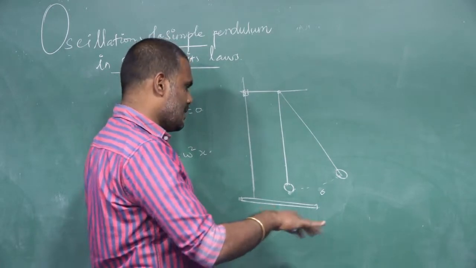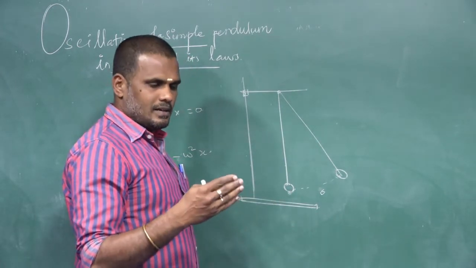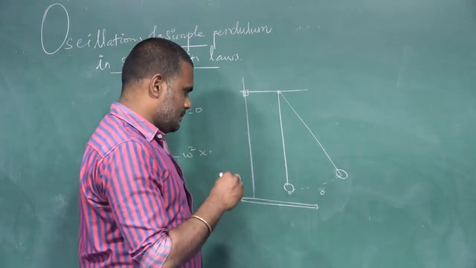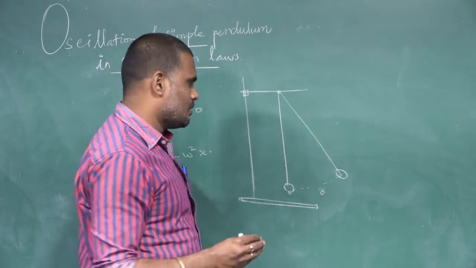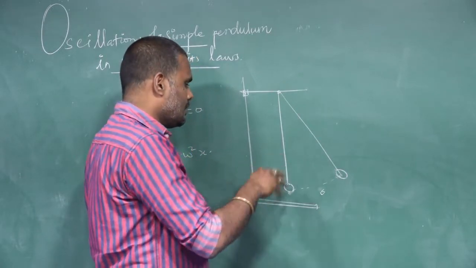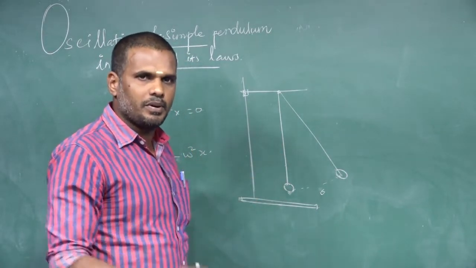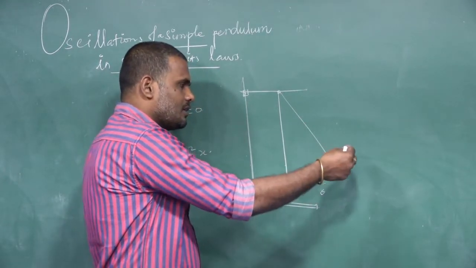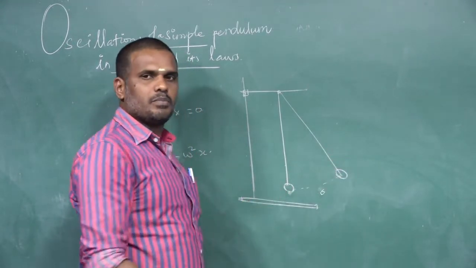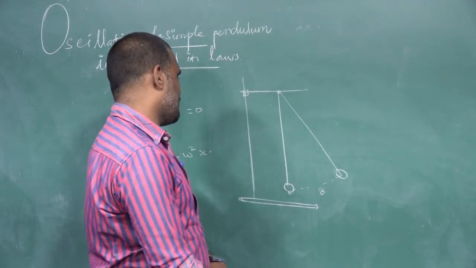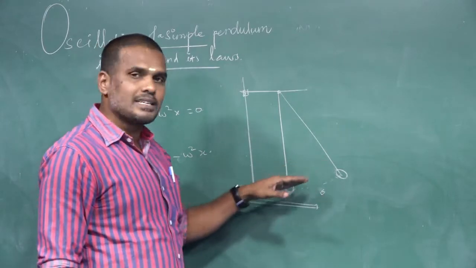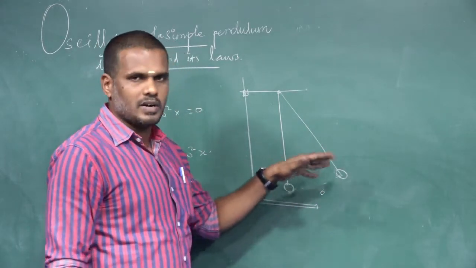Due to air resistance, the amplitude of the oscillations will gradually decrease and finally it will become 0. Oscillations will die out. This is how the oscillations take place in a simple pendulum. If the bob is displaced from its mean position, it returns back towards the mean position, and because of the velocity gained by the bob, it overshoots and the bob undergoes oscillations.